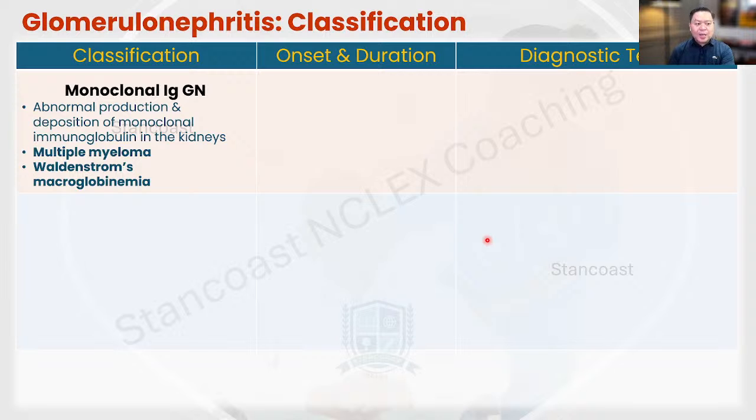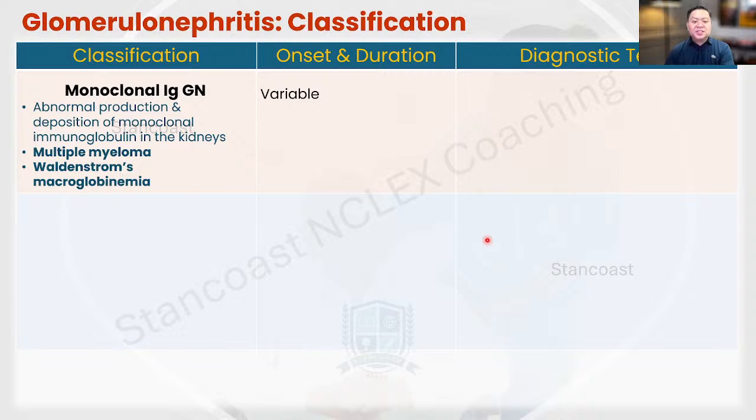All right. Now, what is the onset and duration of the monoclonal IgGN? Well, here it can vary from one patient to the next. Some people may experience symptoms suddenly, while others will have a much more gradual onset. The duration of the monoclonal IgGN will depend on the underlying cause and also how it is being managed. So again, it is variable.